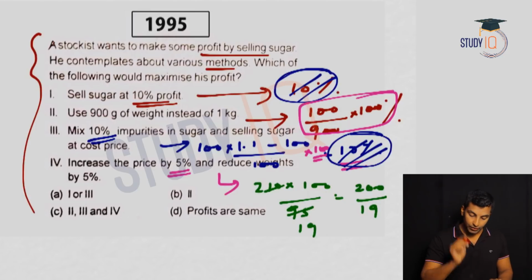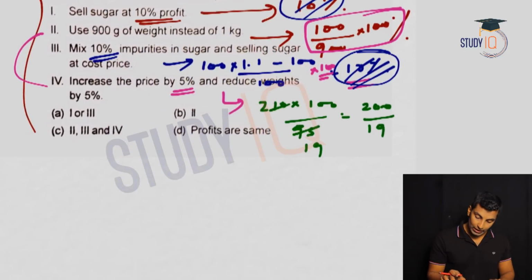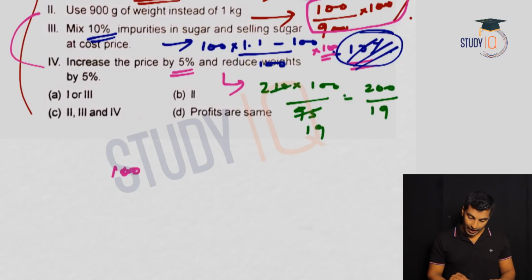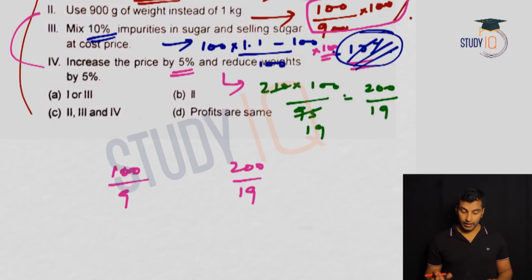So now it is between 2 and 4. So now the question is 100 by 9 and 200 by 19. Which one is larger? See, if the denominator is increasing, the actual value will come down, right? So here 100 by 9 is actually equal to 200 by 18. 100 by 9 and 200 by 18 is equal.